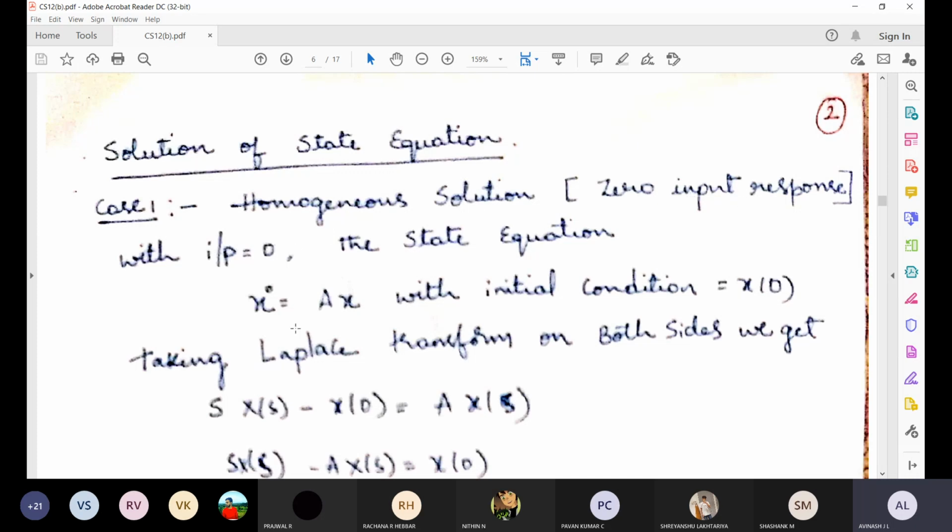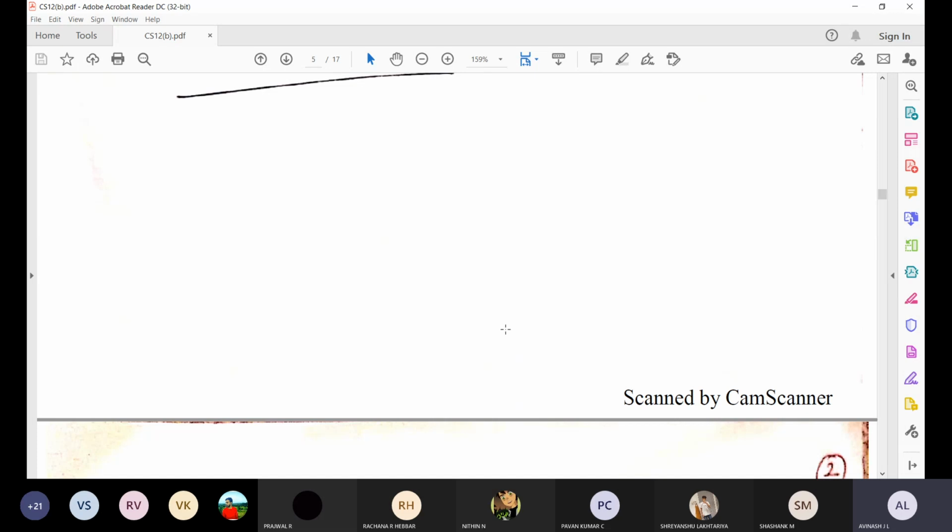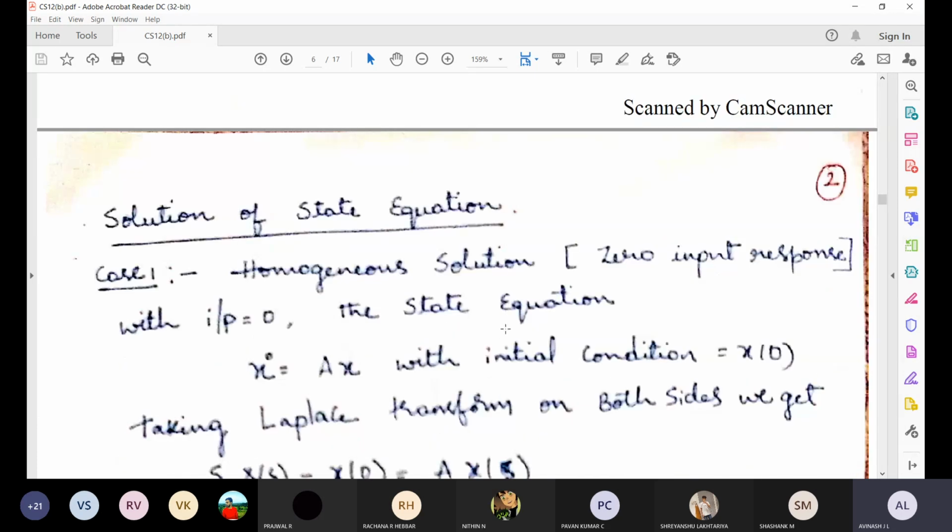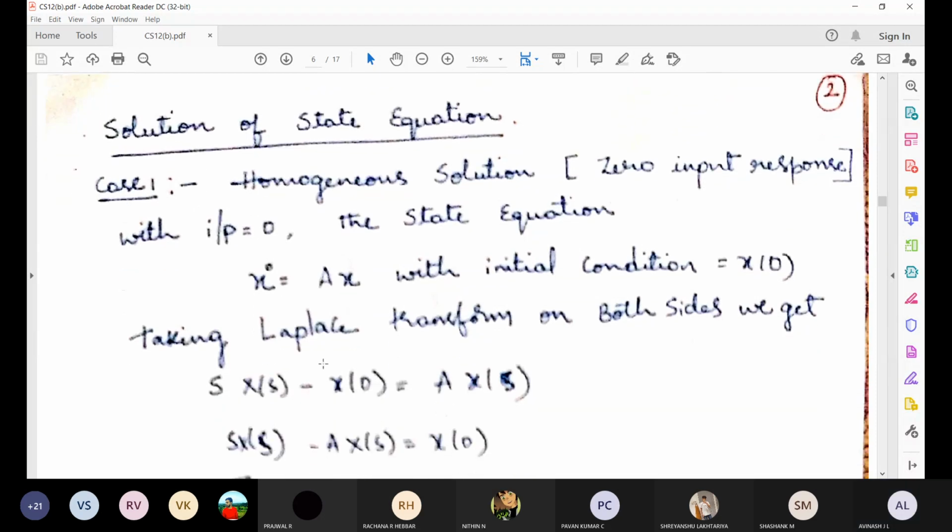So here the homogeneous solution, that is the zero input response with input equal to 0, and the state equation x dash will be equal to A into x. Why is it A into x? Because plus B into u will be equal to 0, because u will be equal to 0. If the input is not given, u equals 0, and 0 into B is 0. That is why our equation is reduced to x dash equals A into x.